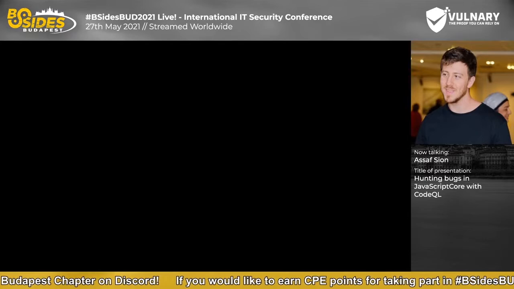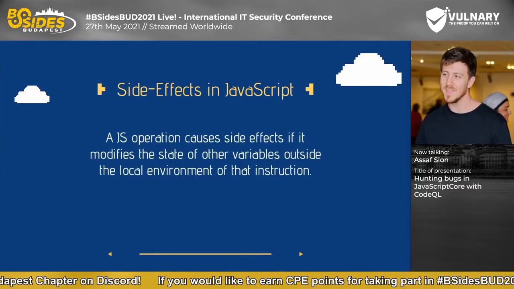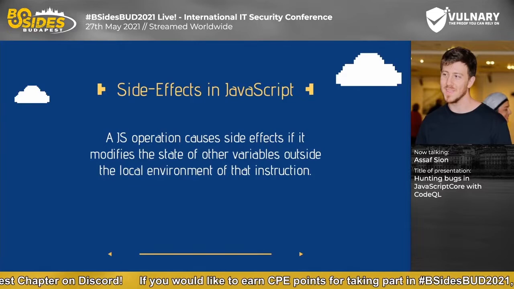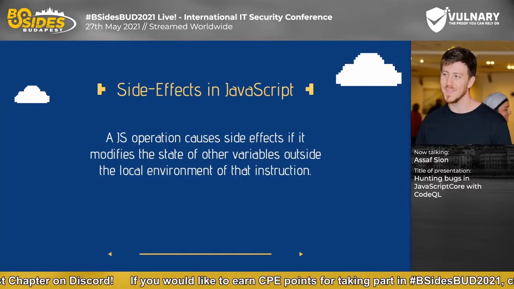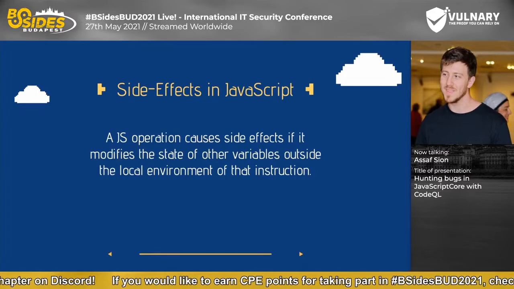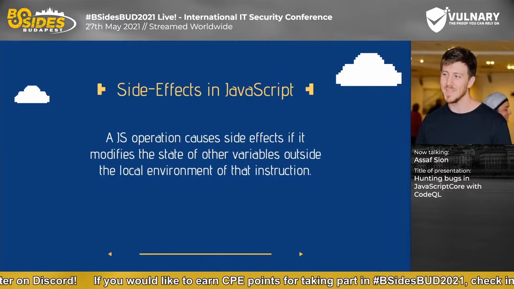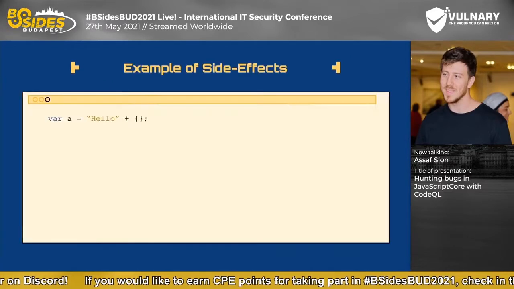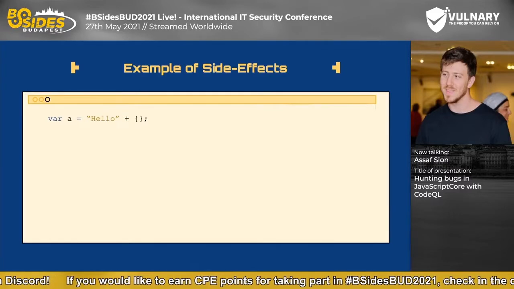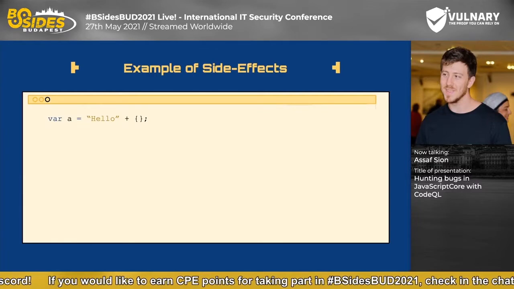But what are side effects in JavaScript? A JavaScript operation causes side effects if it modifies the state of other variables outside the local environment of that instruction. That's a long way to define side effects in JavaScript. So let's see a more real example. Let's review it. This is an example for not triggering side effects in JavaScript. So for example, concatenating a string with an empty object.